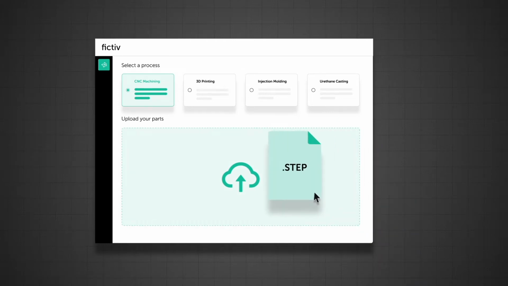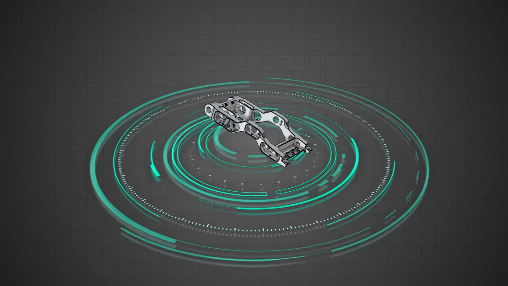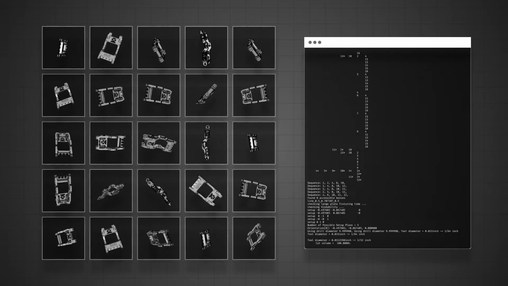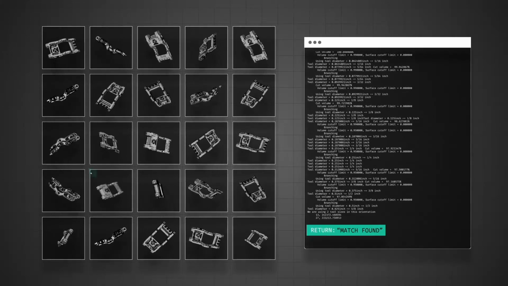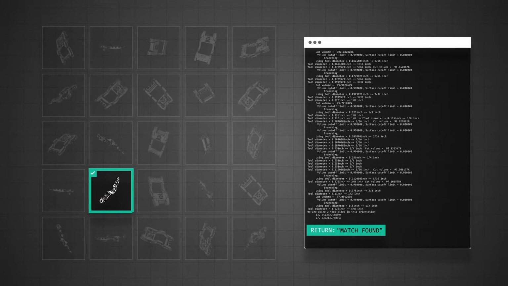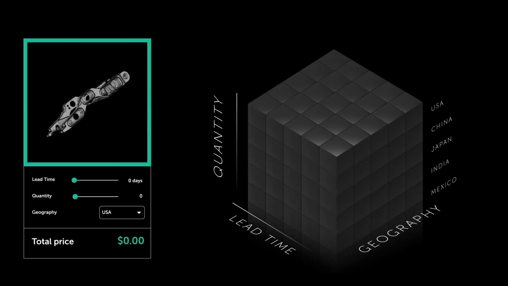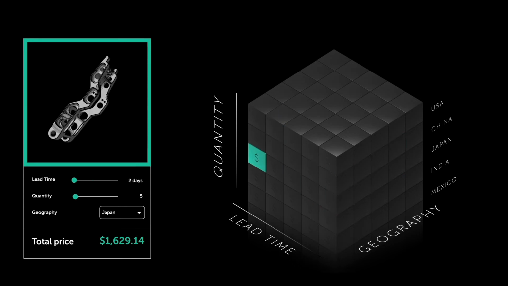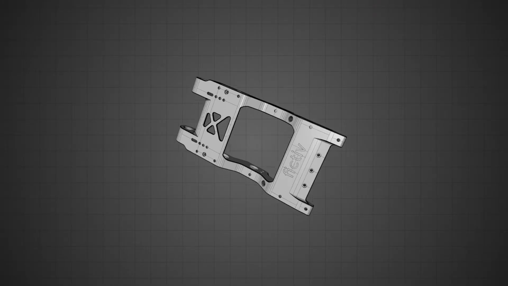Every unique part uploaded to Fictiv is analyzed by our proprietary computational geometry engine. This analysis provides the underlying data for our manufacturability analysis, pricing engine, and quality documentation. Our pricing engine takes into account historical data and real-time manufacturing simulation to calculate a matrix of quantity, lead time, and location variables to price each part.